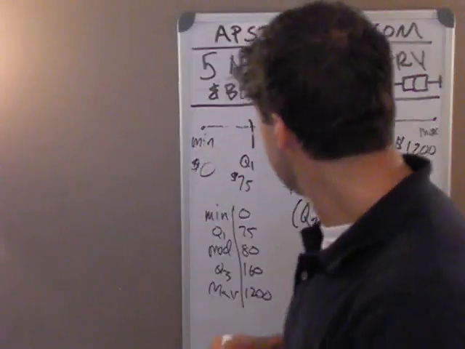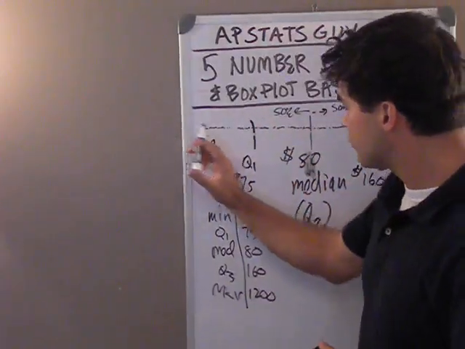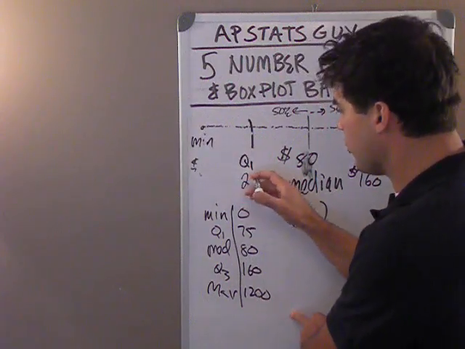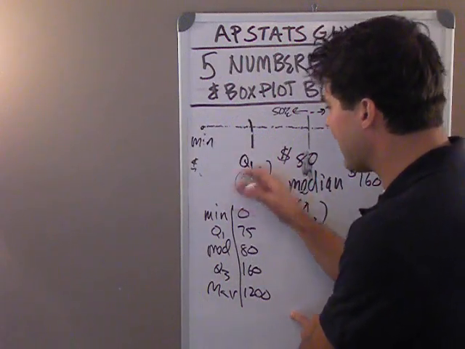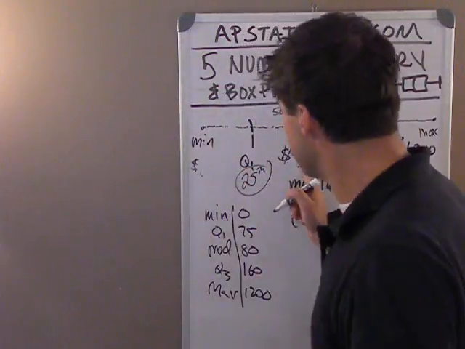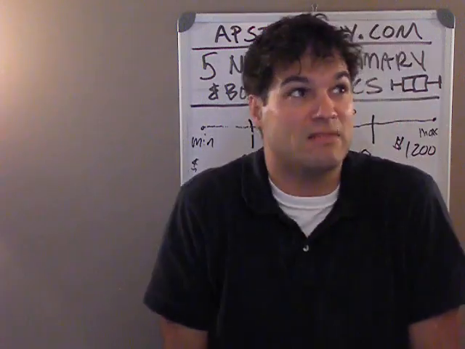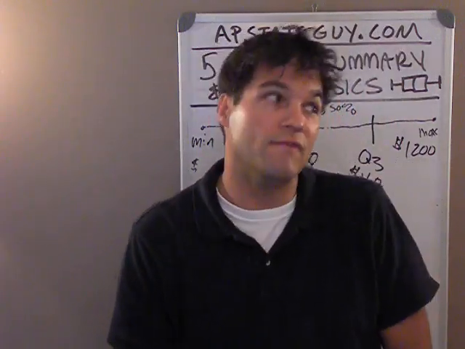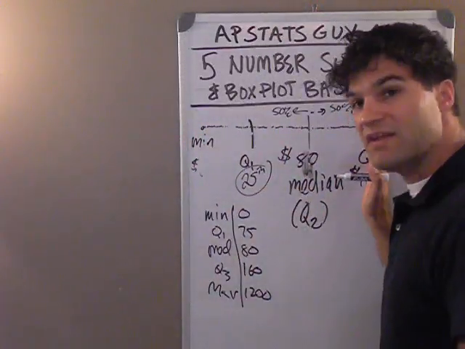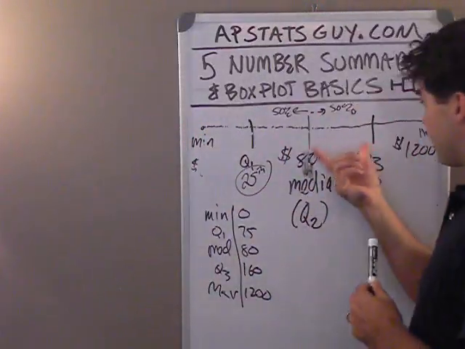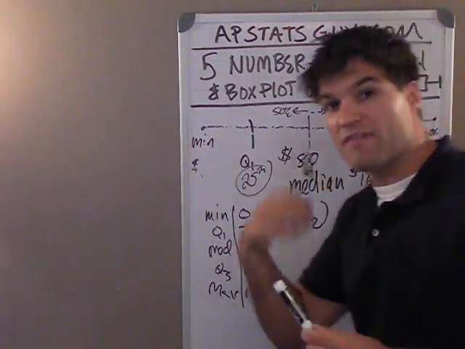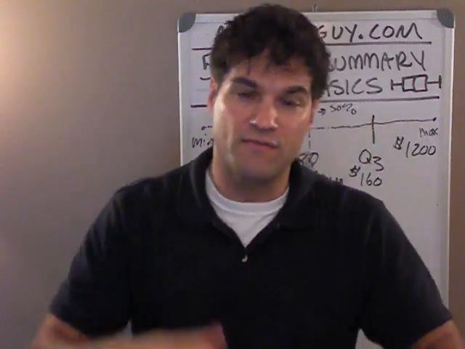So you can see that Q1 is always the 25th percentile because 25% of the data values are below it. The median is always the 50th percentile because it's right in the middle. 50% are below it, 50% above it. And Q3, likewise, is the 75th percentile because 75% of the values are below it.